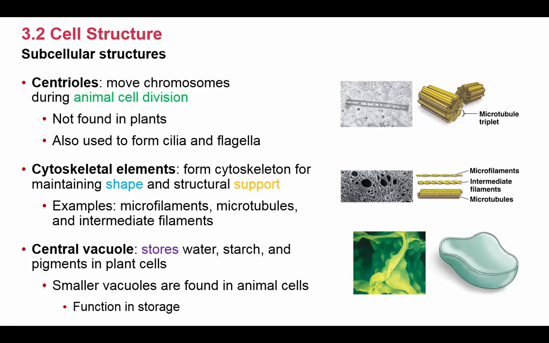And then you have what we call vacuoles. Now, one specific type of vacuole is called a central vacuole. It's found in plant cells, and it has the job of storing water, storing starch, as well as storing those pigments that give plants their colors. Now, smaller vacuoles are found in animal cells. They function in storage as well, but the difference here being that the plants have the large central vacuole, whereas animals have a bunch of smaller vacuoles.